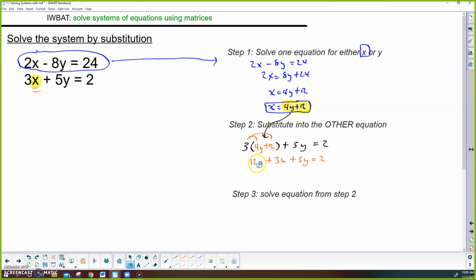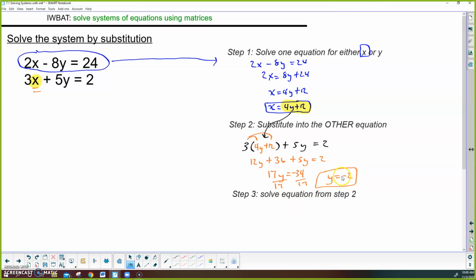Now it's just a lot of algebra. Distribute the 3. I'm going to combine the y values. And at the same time, I'm going to subtract the 36 over. And if I divide by 17, I get y equals negative 2. So now we actually know what y is.